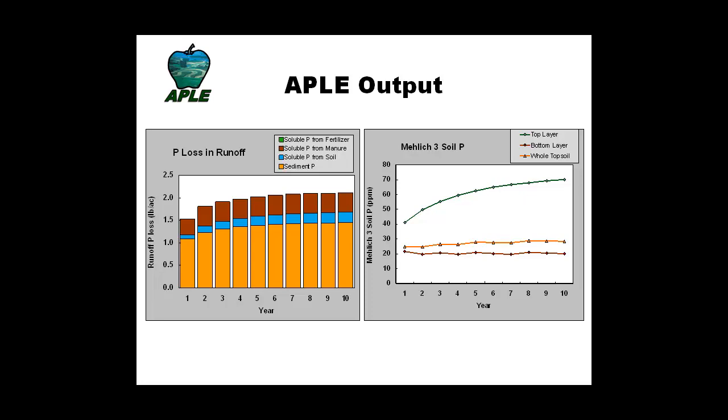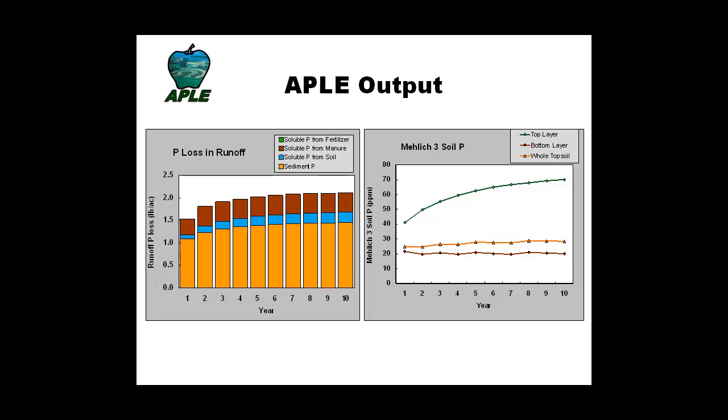This is the kind of output we get right now. The model is set up so that you can download it. It'll do a 10-year simulation. So it'll give you output on your total phosphorus loss, and then how much of that total is sediment P from erosion, how much is dissolved phosphorus loss from your soil or your manure, and it'll also look at changes in soil phosphorus over that 10 years.